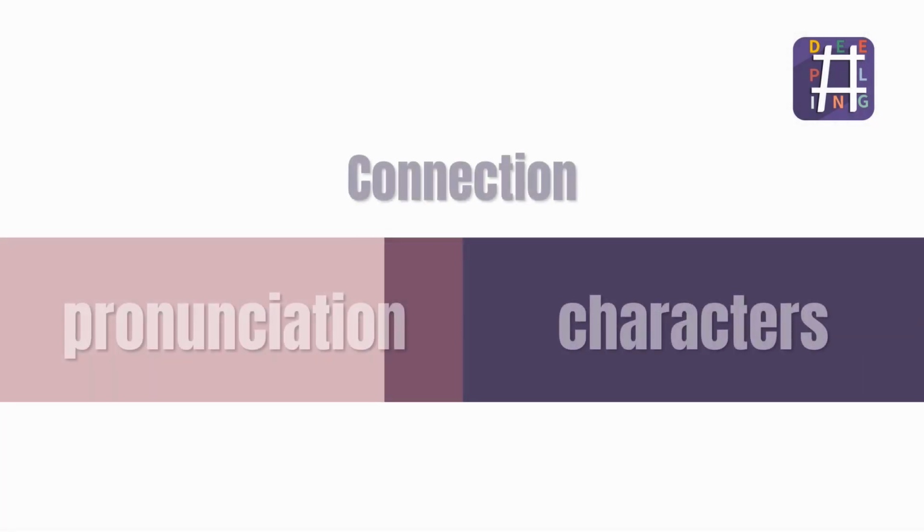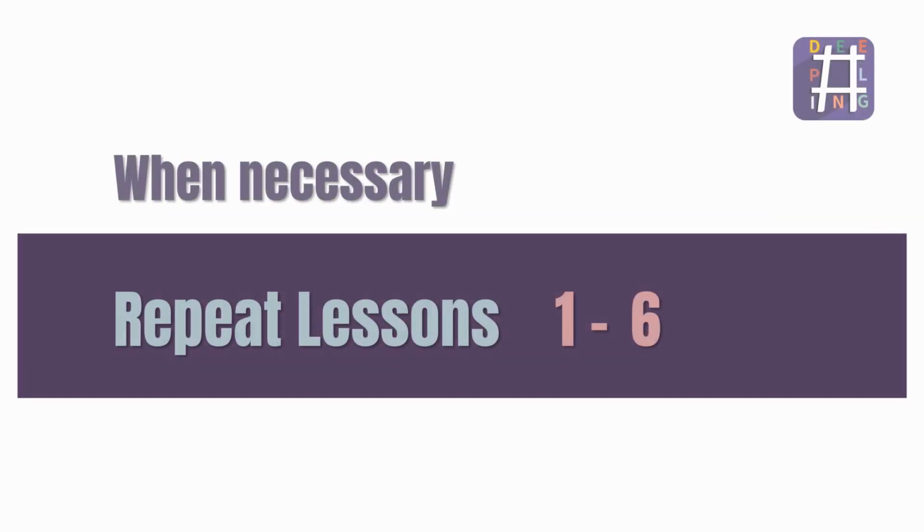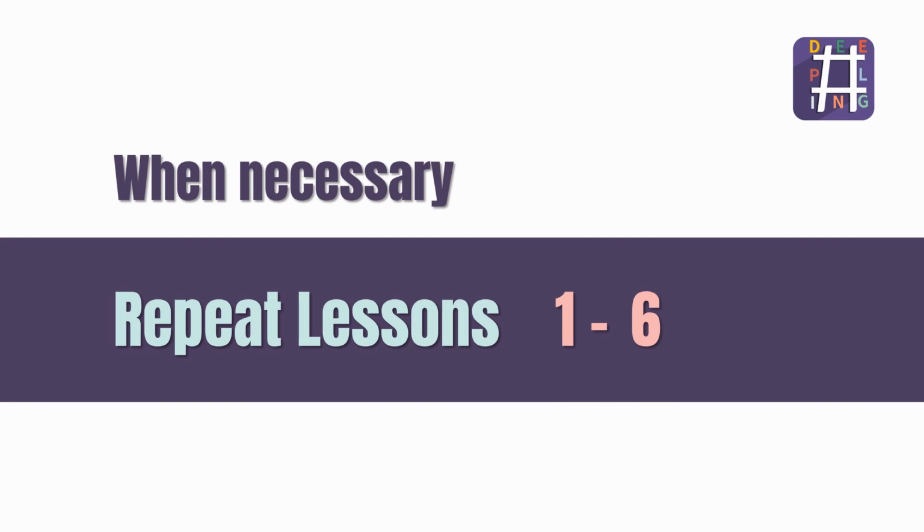The first time is always about building a connection between the pronunciation and these Chinese characters. Look at these Chinese characters and try to remember their pronunciation. Again, if there is one word written in pinyin that you do not understand in English, it's a sign to repeat the lessons 1 to 6.